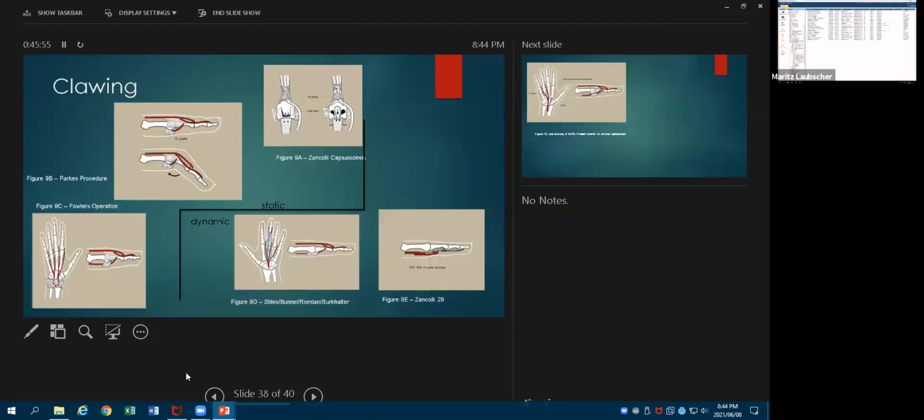So these are the different ones. This is the most common. Okay, so there's the Zancoli capsulodesis. Zancoli describes the capsulodesis. You take the volar plate and volar capsule and just tie it down to the bone to create the flexion deformity. And then this is the Zancoli, the most common one we use.